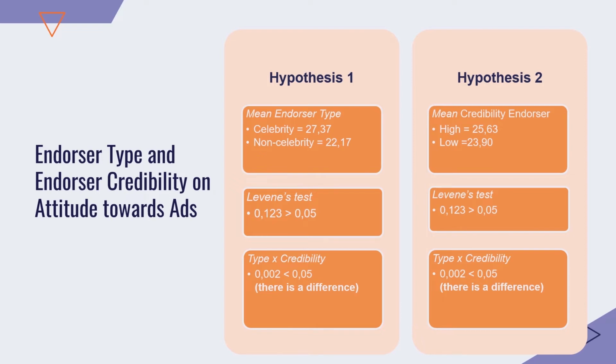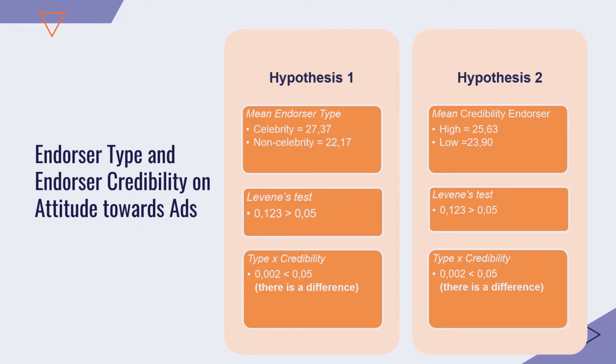Endorser type and endorser credibility on attitude towards ad. Hypothesis 1. It was found that the average of the group of participants who received the celebrity endorser treatment was 27.36 and the group who received the non-celebrity endorser treatment was 22.7. The significance value of the t-test is 0.002, which is lower than 0.05. This means there are average differences in attitude between the group of participants treated by a celebrity endorser and a non-celebrity.